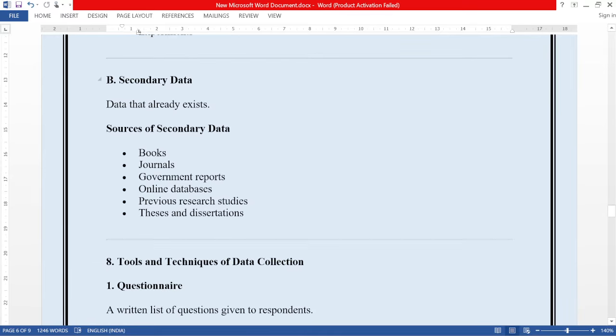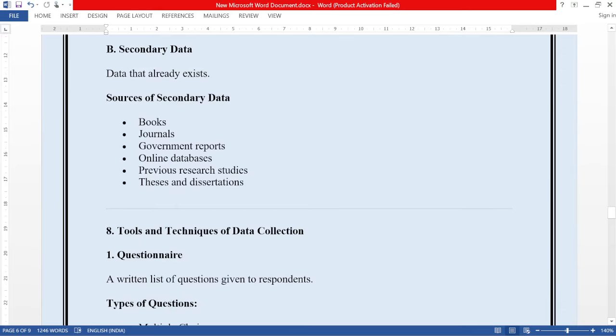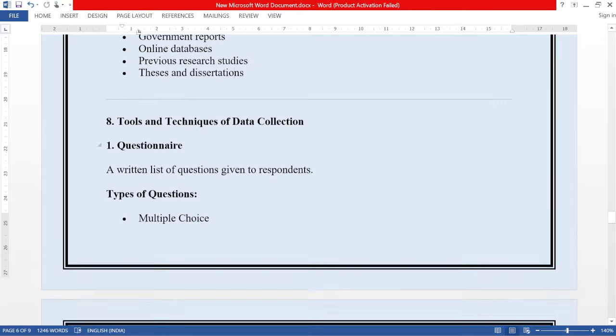Now the secondary data. What is secondary data? Data that already exists. Sources of secondary data are books, journals, government reports, online databases, and previous research studies. These theses and dissertations would be secondary data.